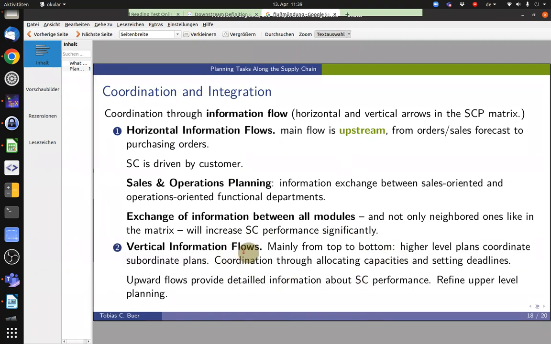And of course, we also have a vertical flow of information, mainly from the top to the bottom, where the higher levels inform the lower levels what to do. And by this, the plans are coordinated. And the coordination happens through assigning capacities and setting deadlines.